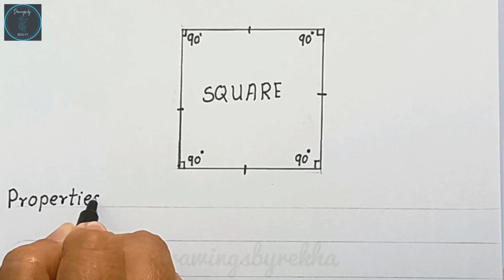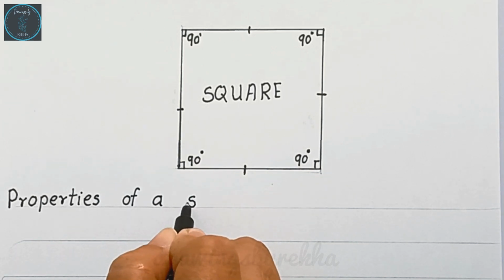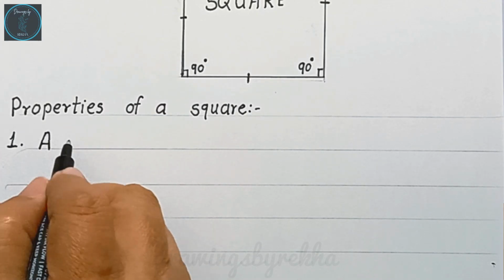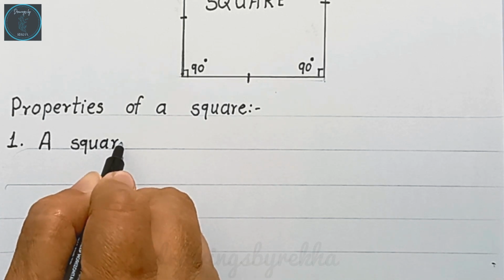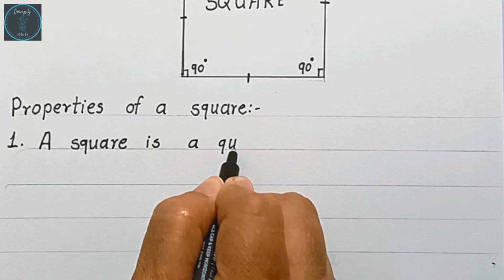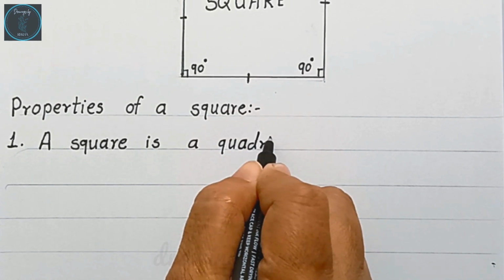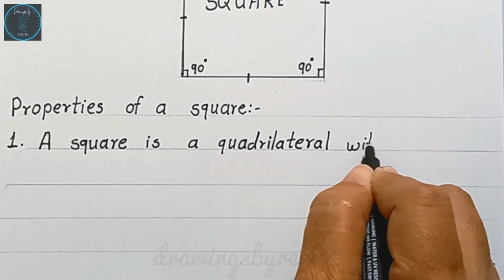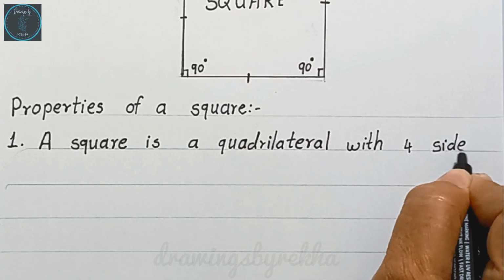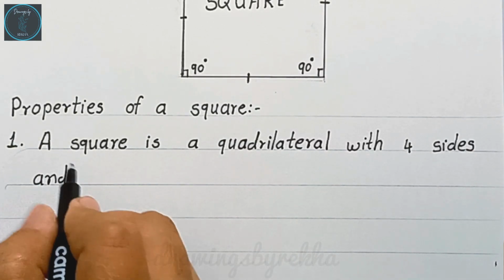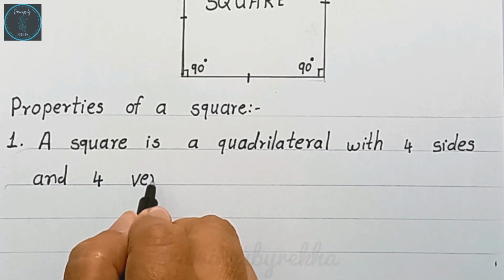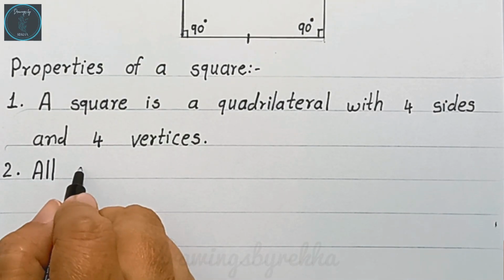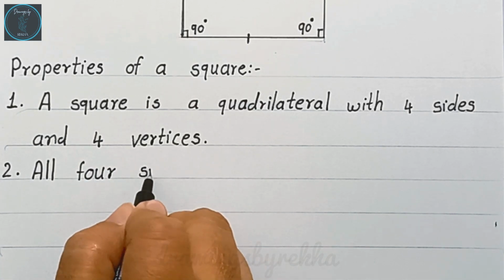Properties of a square. One, a square is a quadrilateral with four sides and four vertices. Two, all four sides of the square are equal to each other.